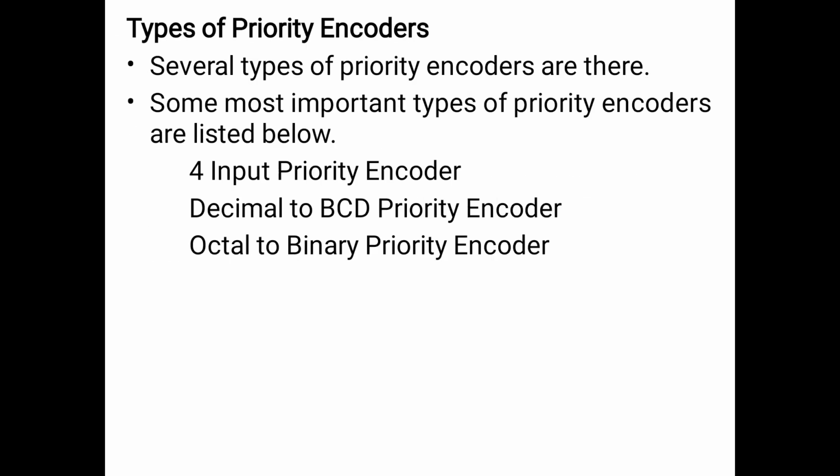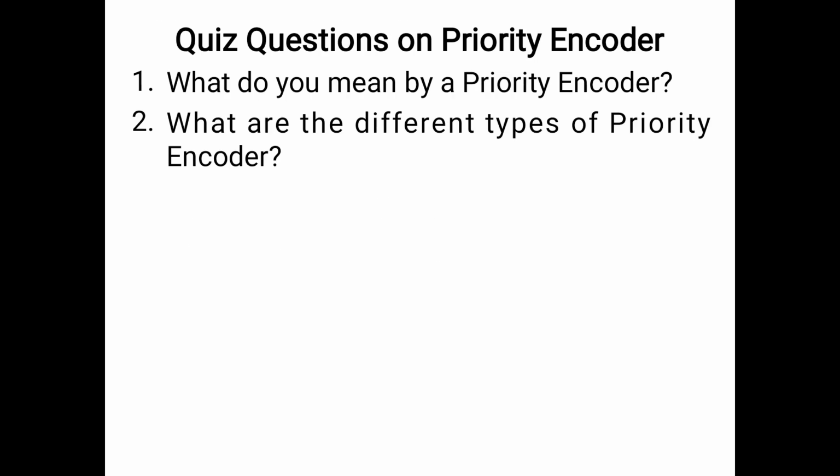Types of priority encoders. Several types of priority encoders are available. Some of the most important types of priority encoders are 4 input priority encoder, decimal to BCD priority encoder, octal to binary priority encoder.